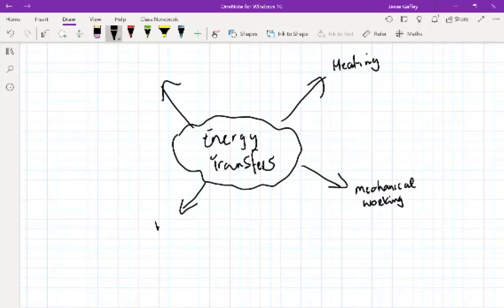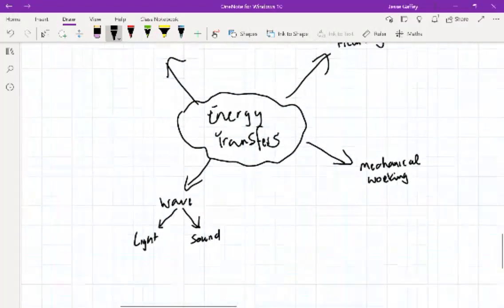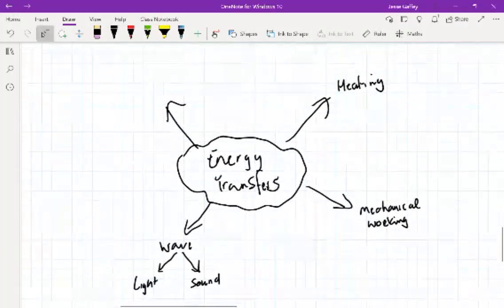The third type we learned about was wave transfer. I want you to pause the video, write down the 2 types of waves. Okay, you should have had light and sound. Well done if you got that right, light and sound. And the final type of transfer was electrical working.